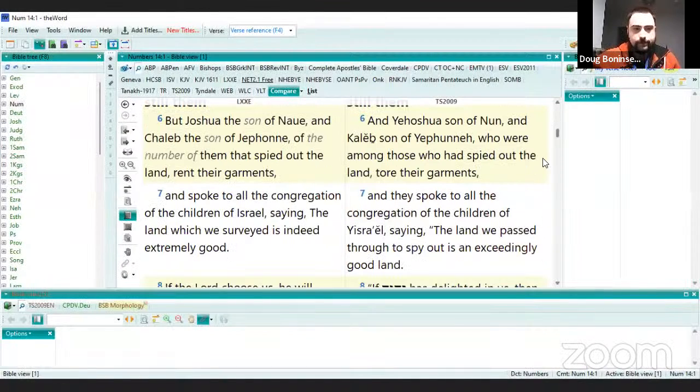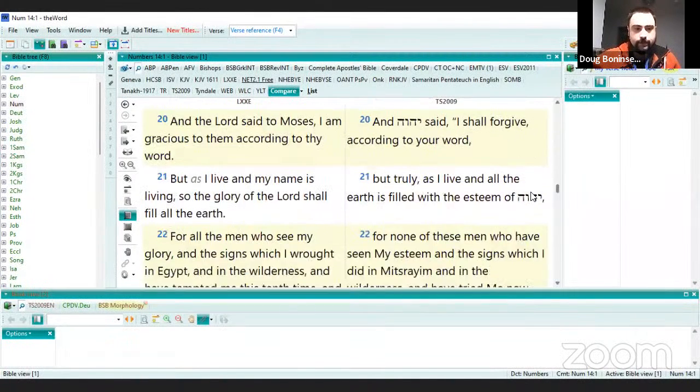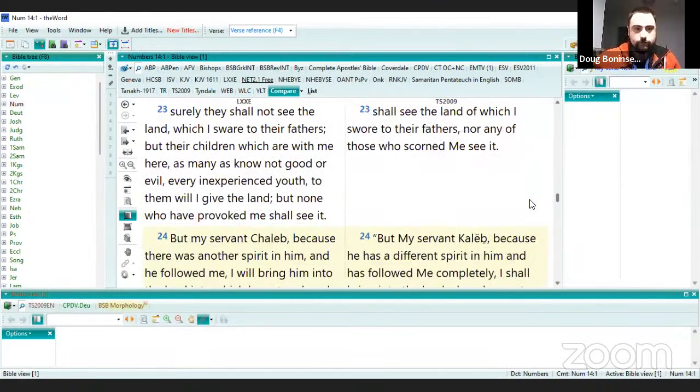So in the LXX, it would read as, "Surely they shall not see the land which I swore to their fathers, but their children, which are with me here, as many as know not good or evil, every inexperienced youth, to them will I give the land, but none who have provoked me shall see it."